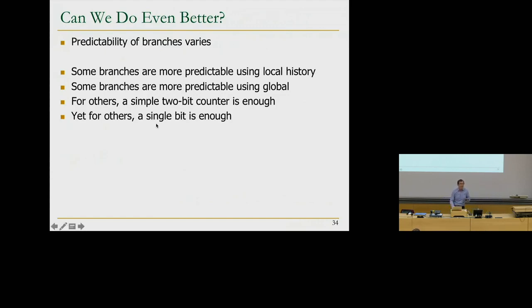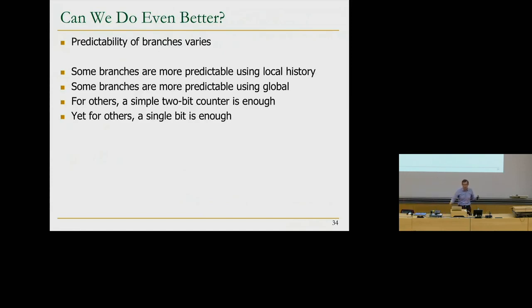For other branches, a single bit is enough. For example, if you have a loop branch that's iterating 1,000,000 times, probably you don't want to use any of these sophisticated mechanisms because you're going to mispredict only once out of 1,000,000 times. Maybe that's okay, right? Once out of 100 times may not be okay, but once out of 1,000,000 may be okay, if you cannot figure that out easily, of course. If it takes a lot of hardware to figure that out, maybe it's okay to mispredict that once out of 1,000,000. So for those branches, a single bit is enough, perhaps. And for some other branches, a simple 2-bit counter is enough. And for some other branches, just a prediction supplied by the program is enough, right, with a static mechanism.